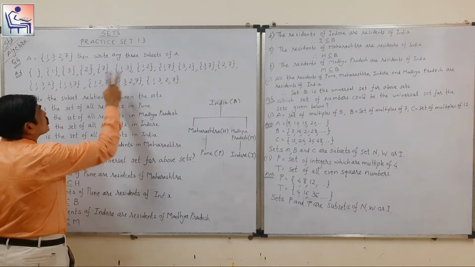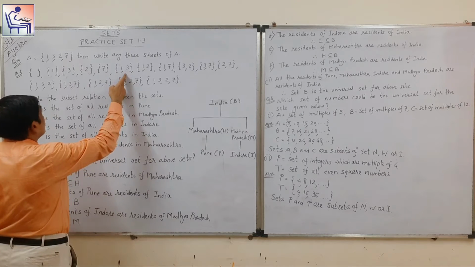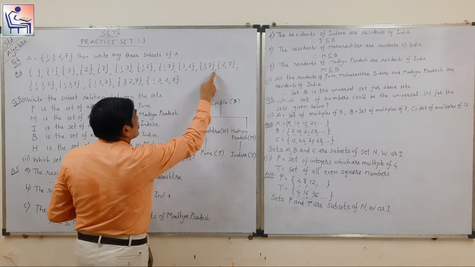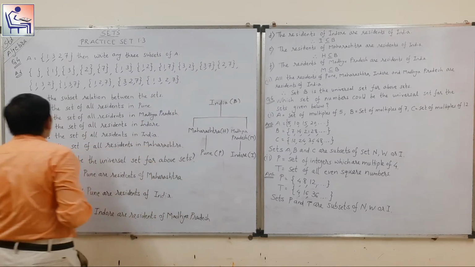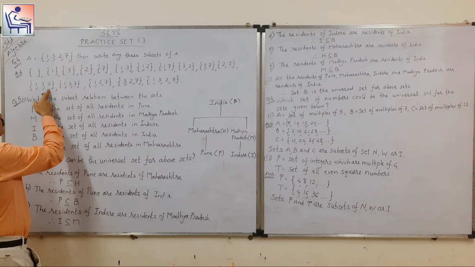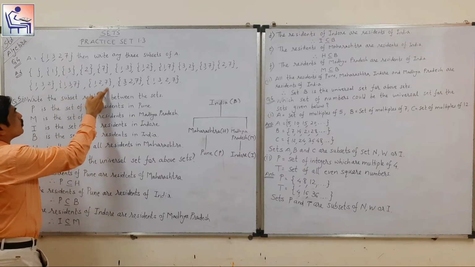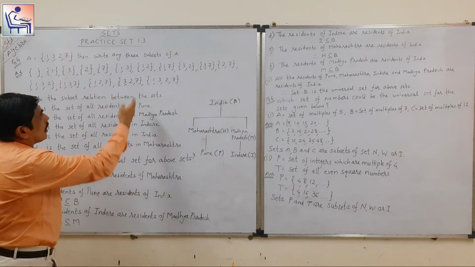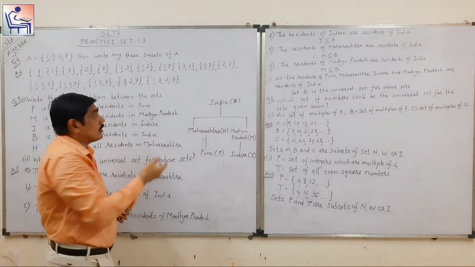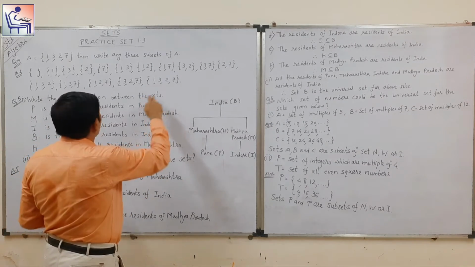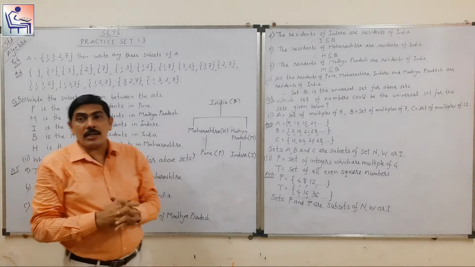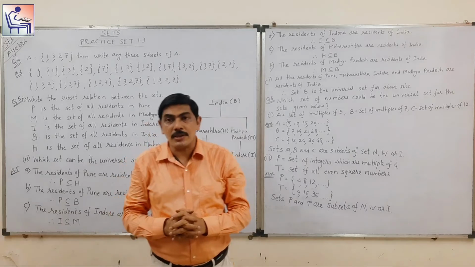Then we have two elements: 1, 3; 1, 2; 1, 7; 3, 2; 3, 7; 2, 7. After that, we are going for three elements: 1, 3, 2; 1, 3, 7; 1, 2, 7; 3, 2, 7, and every set is a subset of itself. So here 1, 3, 2, 7, this also we can take. So यहाँ पे बहुत सारे इसके आंसर्स हो सकते हैं.